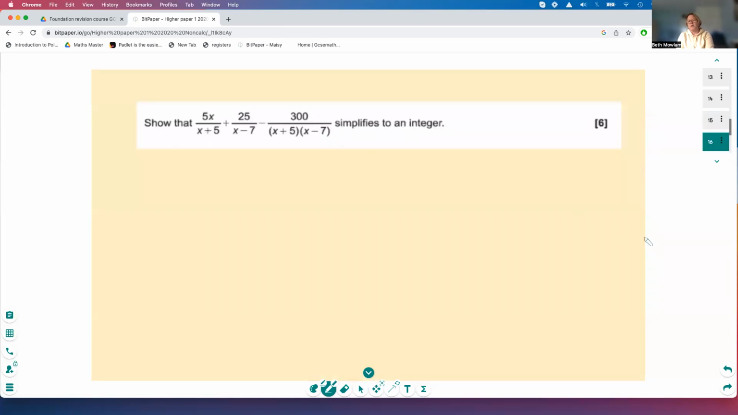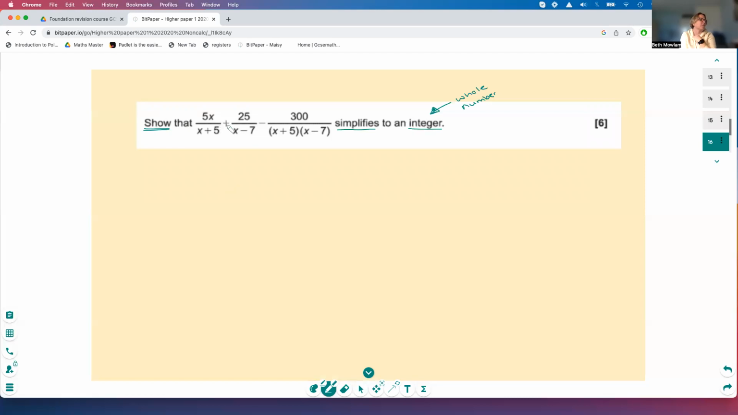Okay, then we get onto a 6 marker. And if you look at that, that just looks horrendous. But that means it's going to be nice. So show that it simplifies to an integer. Remember, an integer is simply a whole number. So we want to show, that means we have to do all the work in. We can't just write down an answer. We can cancel all these common factors out and we'll end up with a whole number.